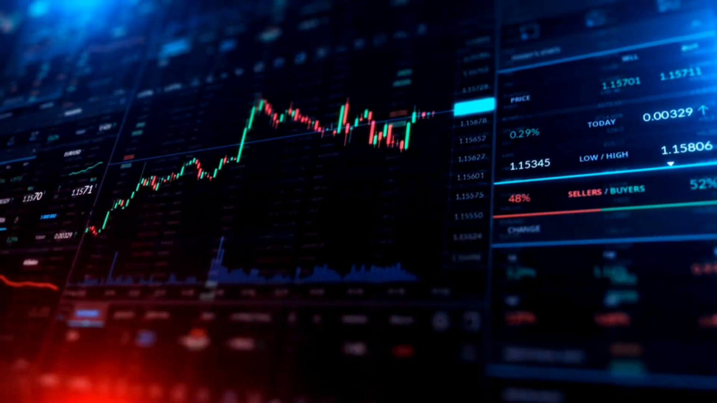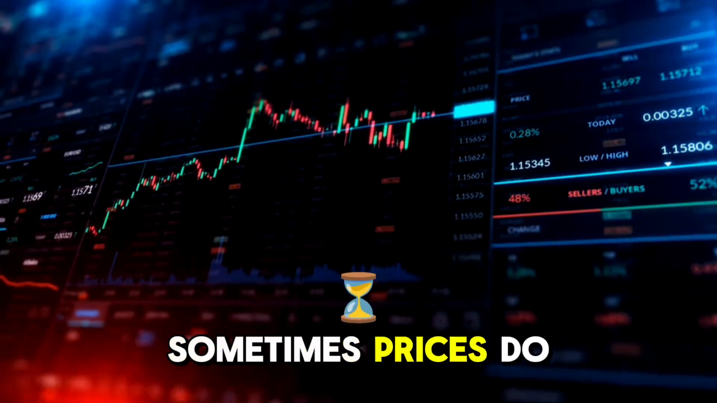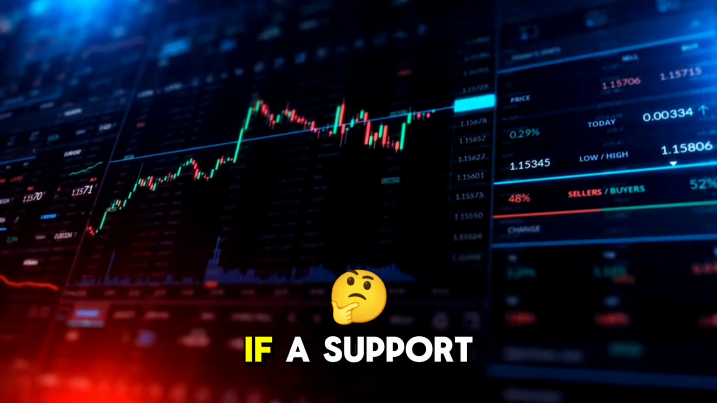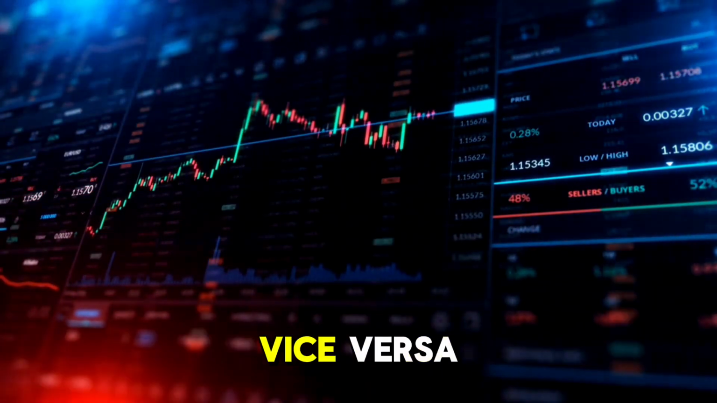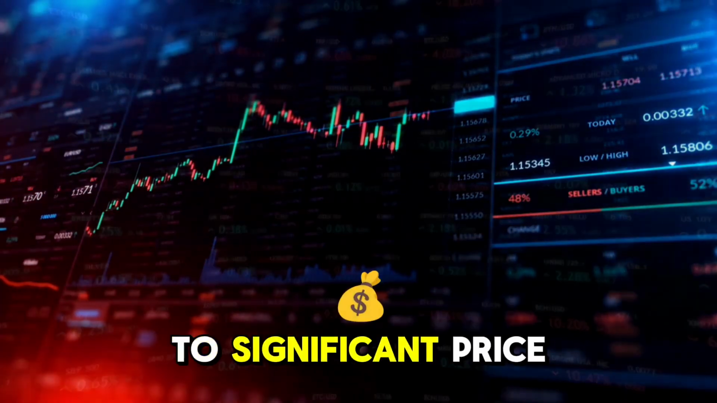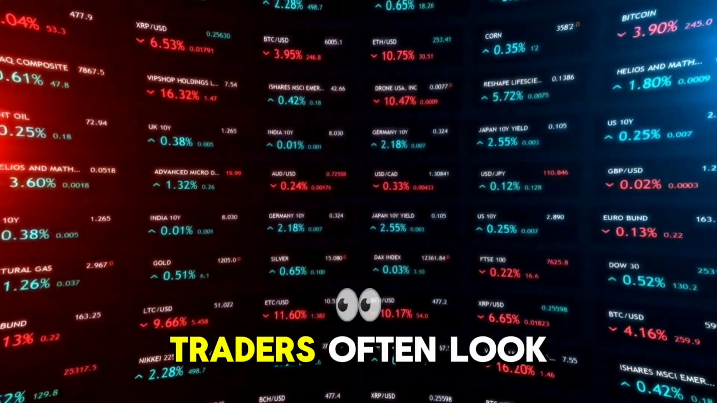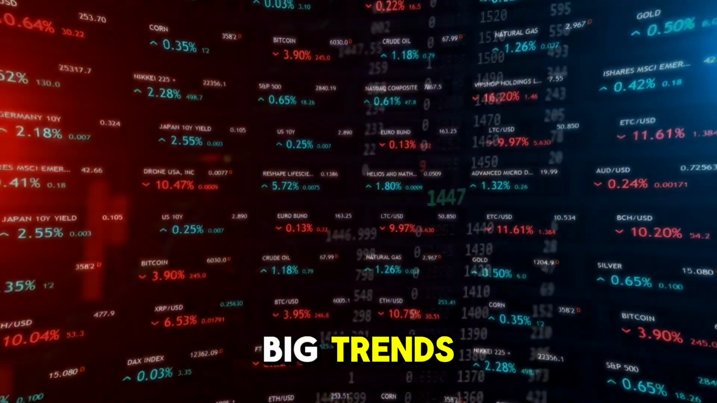2. Breakout trading. Sometimes prices do break through these levels. If a support level is broken, it often becomes new resistance, and vice versa. This is called a breakout, and it can lead to significant price moves. Traders often look for breakouts as opportunities to ride big trends.